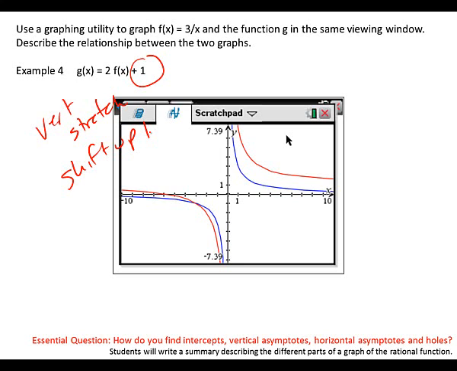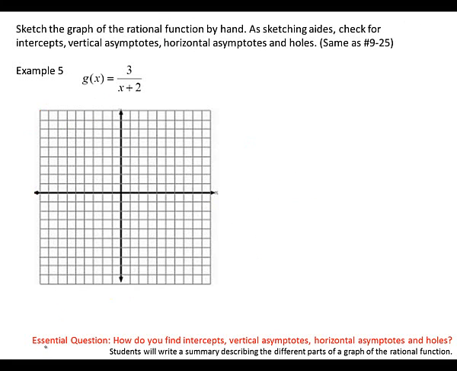So you notice how the rational has 2 branches to it, and they're kind of a curve. One tends to go up and one tends to go down, and they almost look like reflections of each other around the origin, okay? All right, let's try some actual graphs. Examples 5 to 8, all right?